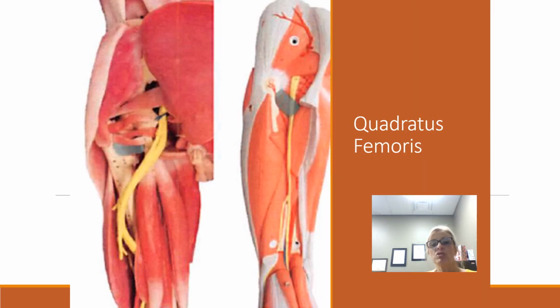So next we have the quadratus femoris. This is a very short rectangular muscle, the most inferior of the deep rotator muscles, and it laterally rotates the thigh. The origin is the ischial tuberosity, insertion is the crest of the greater trochanter, and the action will be to laterally rotate the thigh.